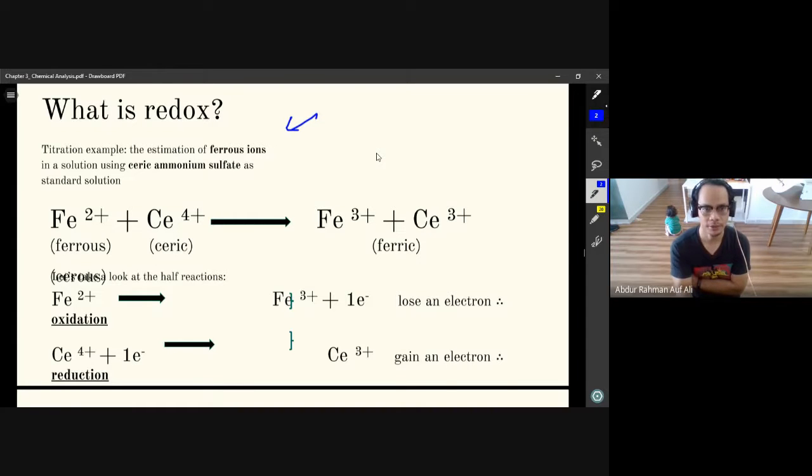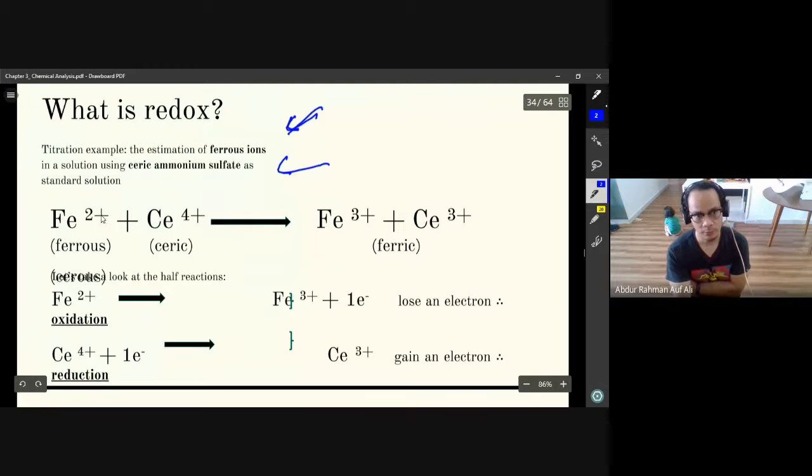Macam dalam example ni. What happens is kalau kita titrate ferrous ion ni, ubat yang ada ferrous ion dengan ceric ammonium sulfate standard solution ni, the ferrous Fe2+ here akan bertindak balaskan Ce4+. Ce ni ceric lah, yang ada dalam ceric ammonium sulfate tu. Ferrous ion yang ada dalam ubat kita tu, this is Fe2+. Okay, so kalau from this equation, macam mana kita nak tahu siapa yang oxidize, siapa yang reduce? Iron ni oxidize ke reduce? Ceric ni oxidize ke reduce?